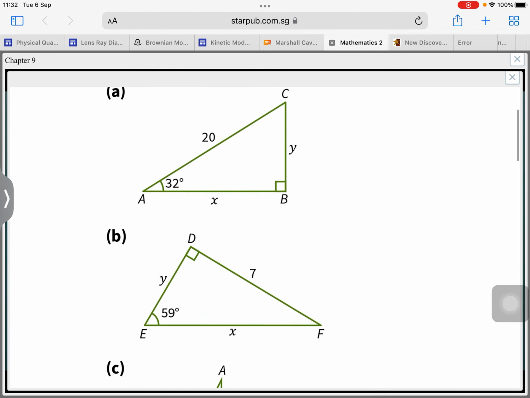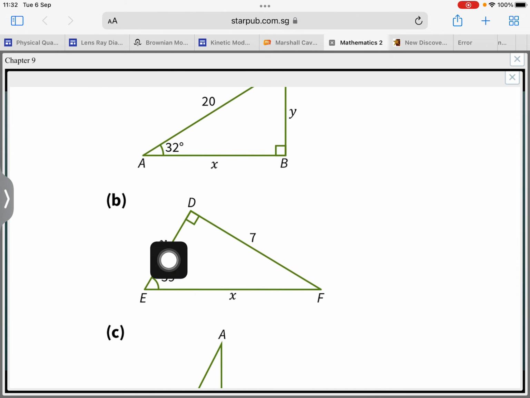Okay, once you have 8.17, next we try to find Y. So Y is adjacent to this angle, 59 degrees. So I have adjacent, I have opposite. Okay, so we will be using tangent, because tangent is opposite over adjacent. So tangent 59 degrees is 7 over Y.